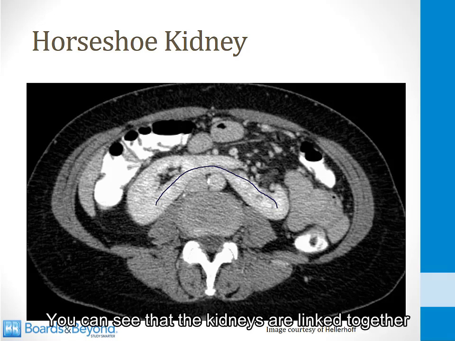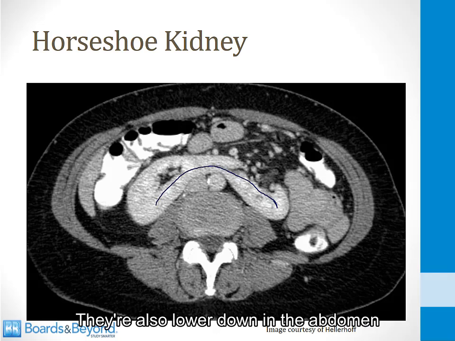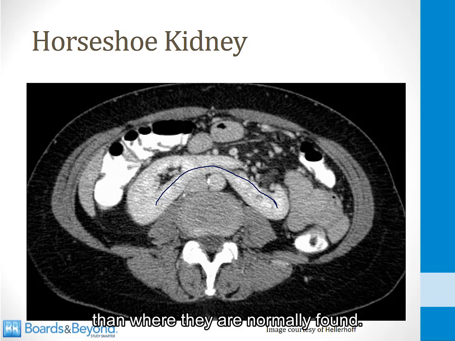And here's a CAT scan of a patient with a horseshoe kidney. You can see that the kidneys are linked together here across the midline. They're also lower down in the abdomen than where they are normally found.